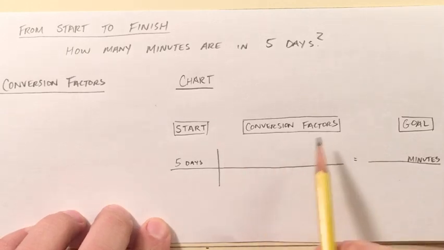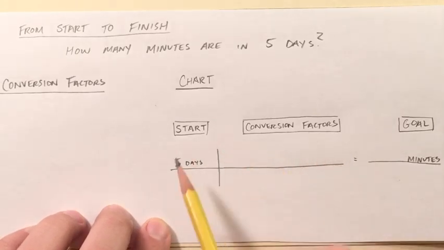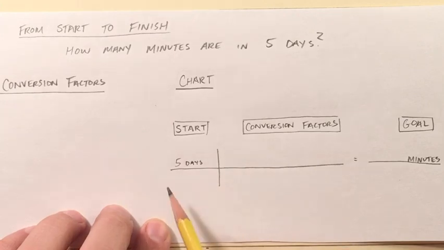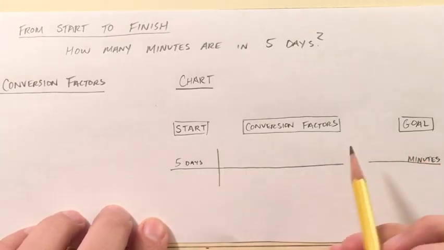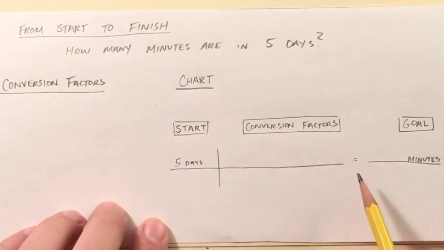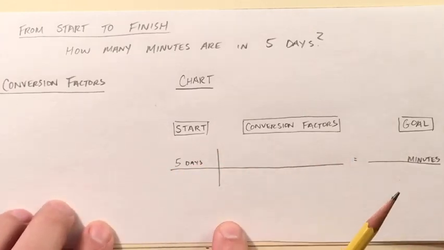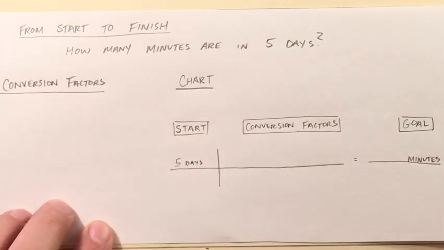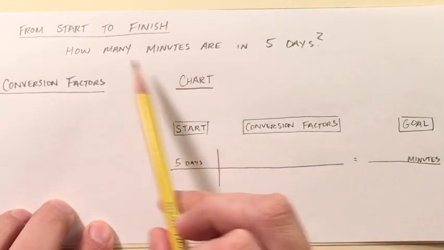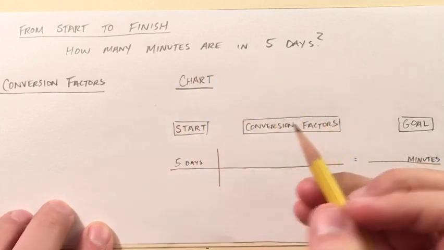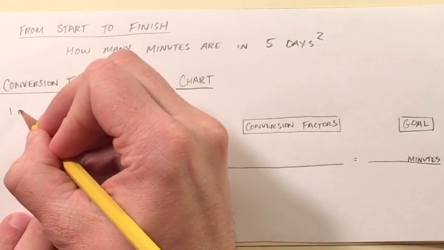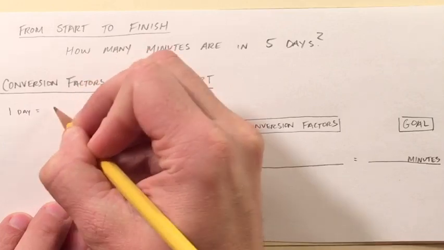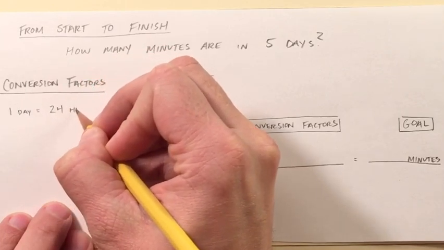To get there, we're going to need to fill in conversion factors. We're going to forget about this number 5 for a second. We don't want to do any math at the beginning. We are just going to find conversion factors that we can fill in here later. So this comes either from your knowledge that you have already, or you could Google it if you needed to, right? These are things that we know already. We know that 1 day is equal to 24 hours.